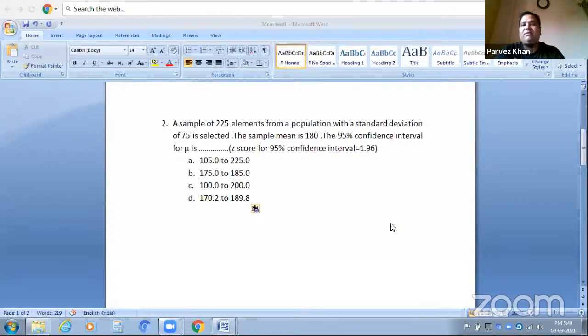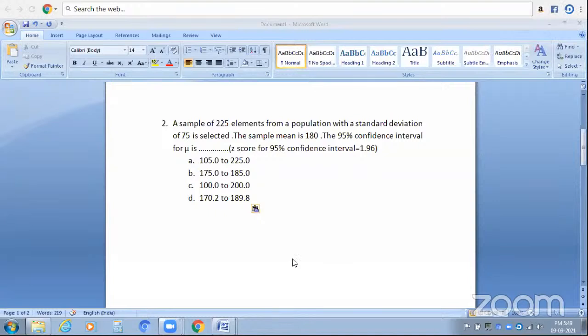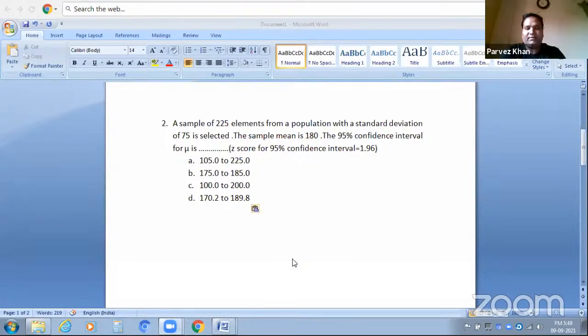Sir, can you please share the question now? Yeah, so now can you tell me which option? X bar is 180. Remember that X bar is 180. Z is 1.96 and standard error you can calculate, 75 divided by square root of 225. So tell me which option. D, sir. Okay, D. What about the others?